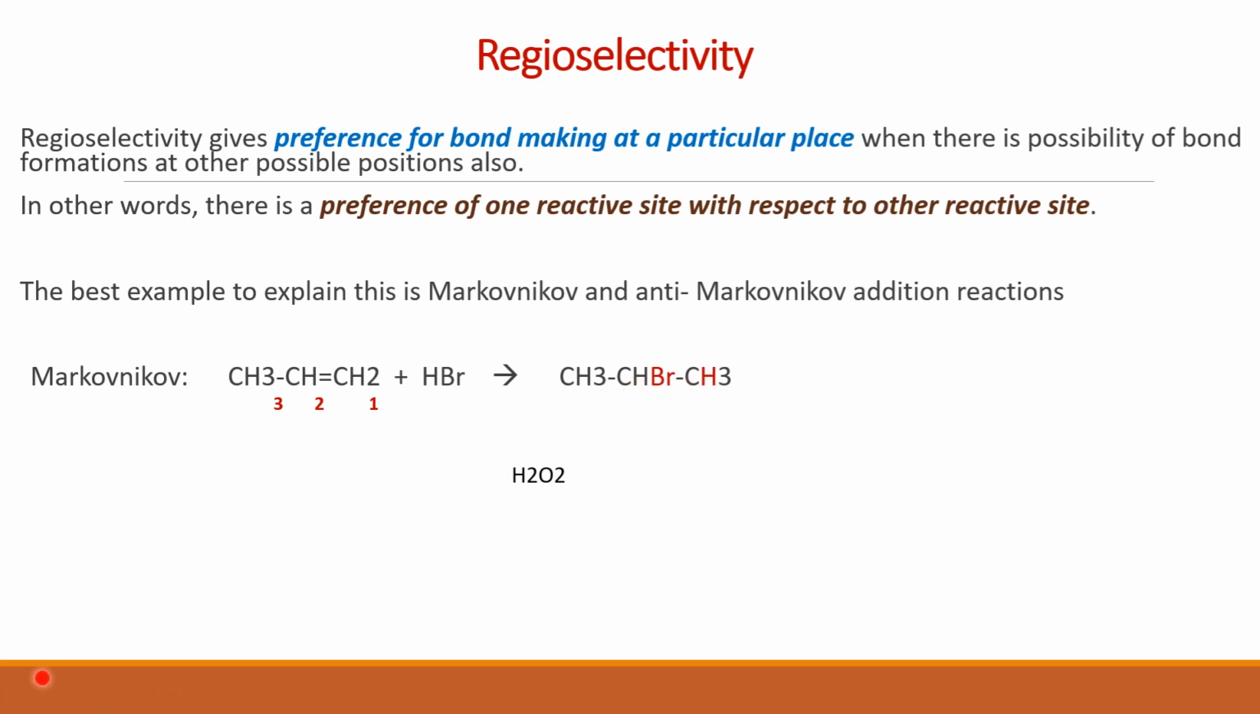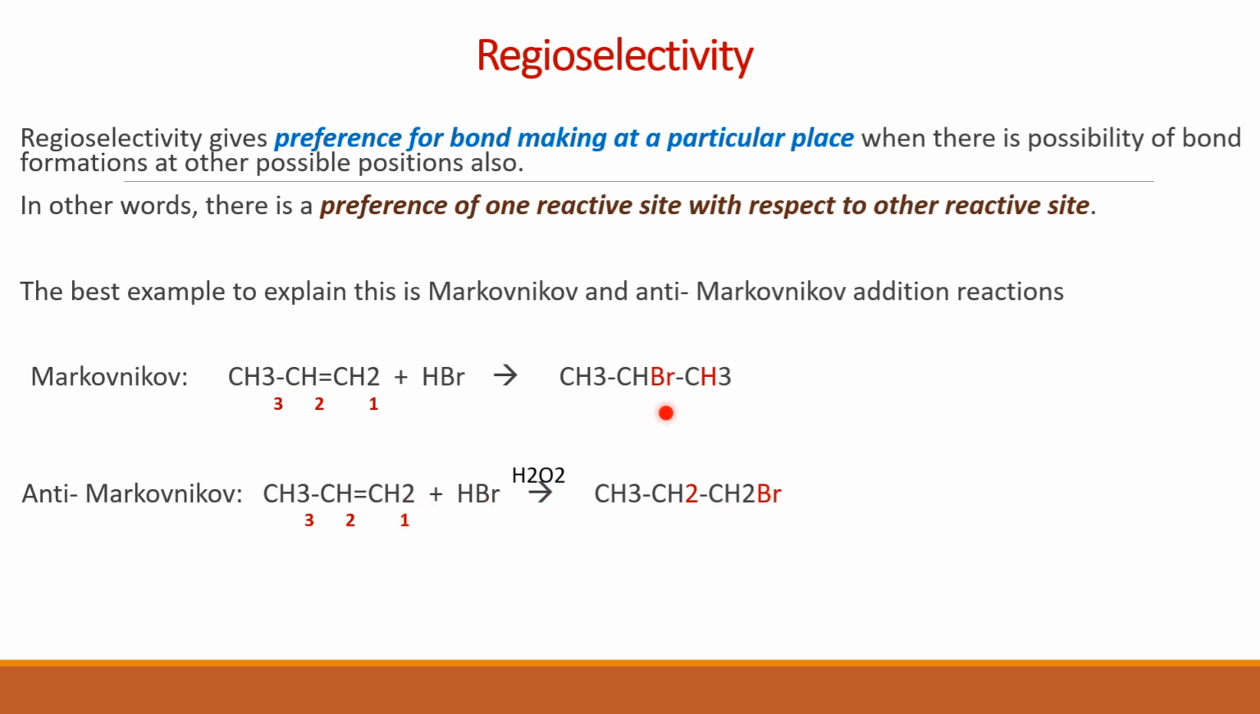And now do you remember anti-Markovnikov's rule? What is anti-Markovnikov rule? Exactly opposite to Markovnikov rule. Now just look at the difference between the two reactions. The reactants are the same, but in the presence of hydrogen peroxide, the whole product has changed. Now your Br has attached on the first carbon. Getting it? Here the Br was attached to the second carbon. In the second reaction, Br is attached to the first carbon in the product.